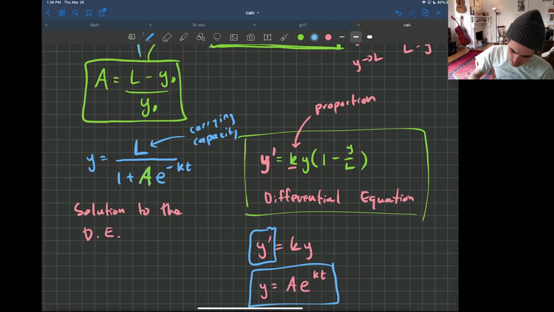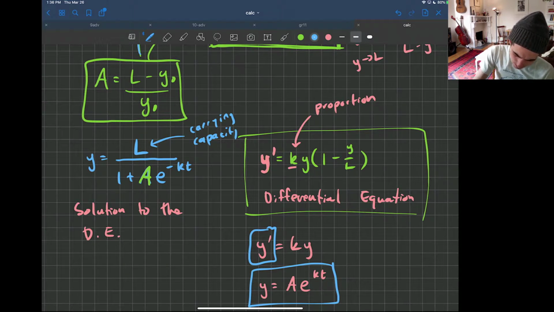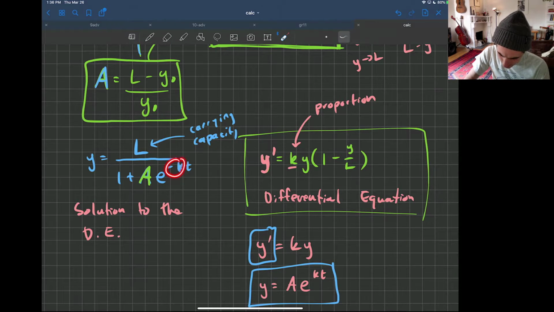And then A is just some constant. It's L minus your initial population, divided by your initial population. And then K, here's that same proportion K, right? And then we have T over here, and T is time. So as time progresses, this number is going to change. So does that answer your question?